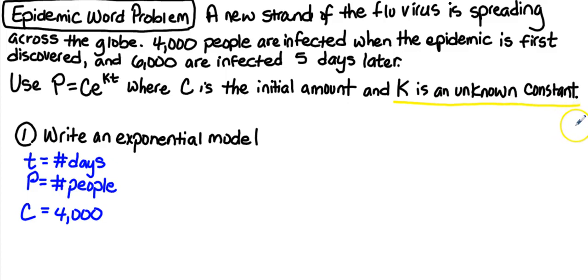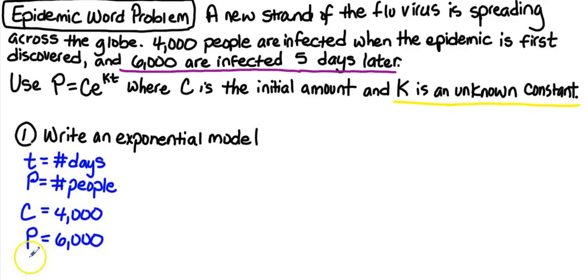Do we know something else? Well, I know that P is defined to be the total number of people. And because it's an output, we're saying the number of people at any given time. So right here, when I'm told 6,000 people are infected 5 days later, I know that that 6,000 is actually a value that I can use for P. And that 6,000 people are infected after 5 days.